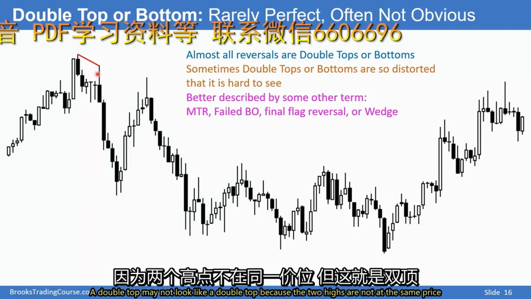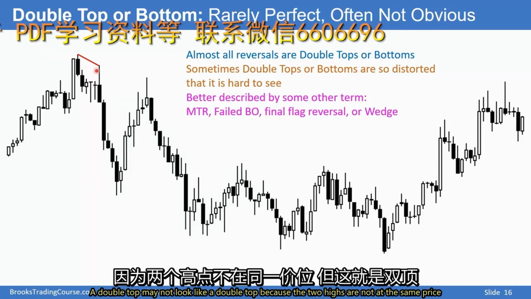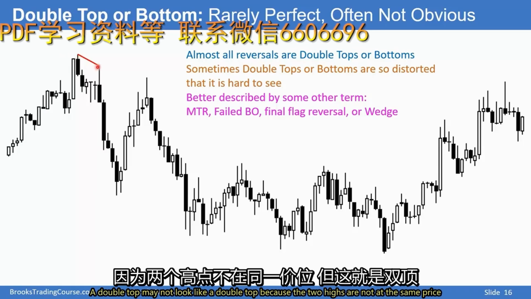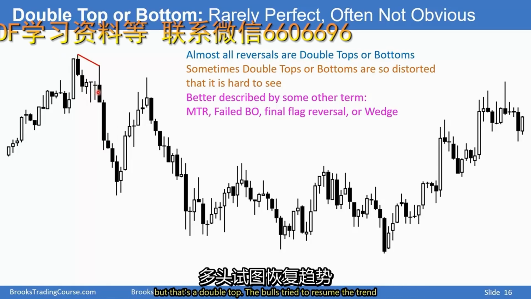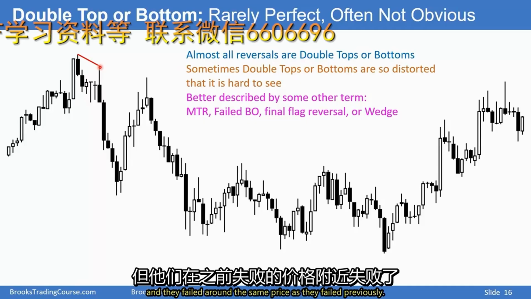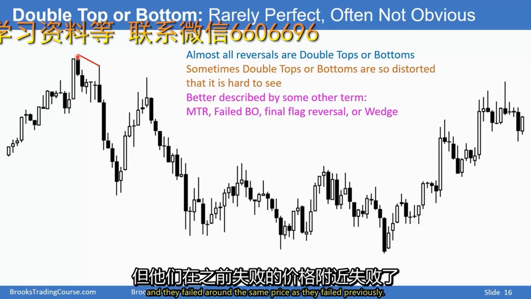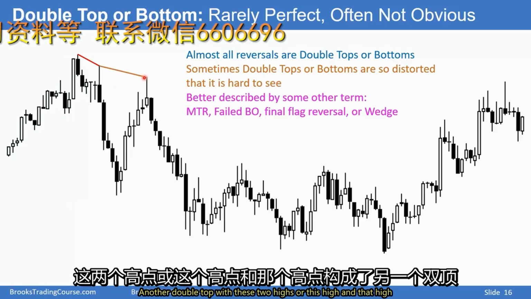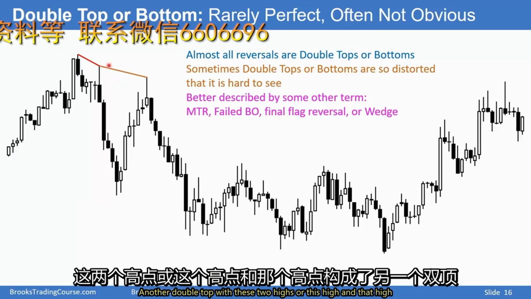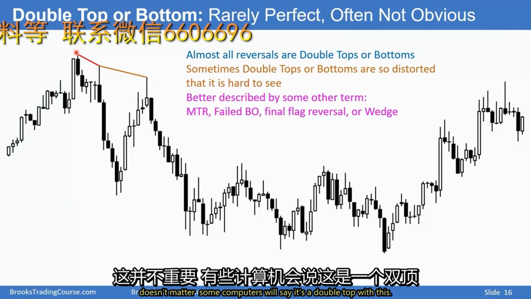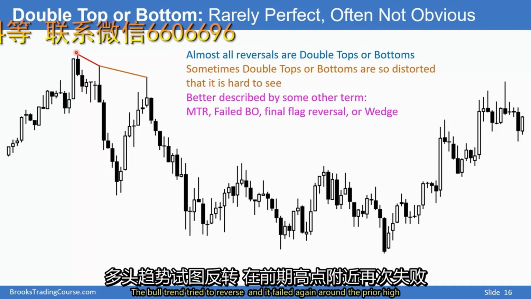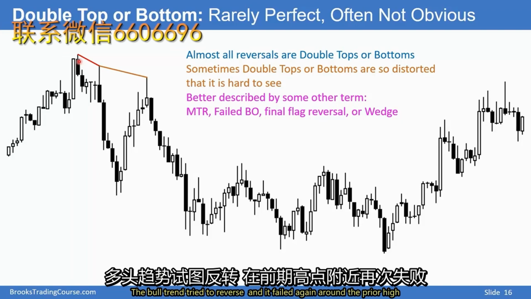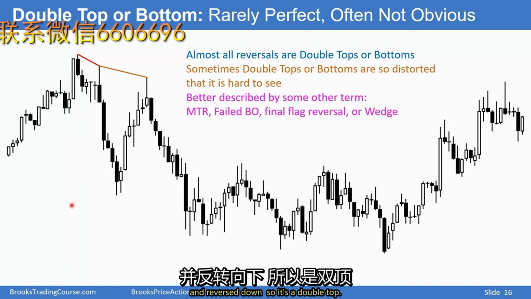A double top may not look like a double top because the two highs are not at the same price, but that's a double top. The bulls tried to resume the trend, and they failed around the same price as they failed previously. Another double top with these two highs, or this high and that high. Doesn't matter. Some computers will say it's a double top with this. The bull trend tried to reverse, and it failed again around the prior high and reversed down. So it's a double top.